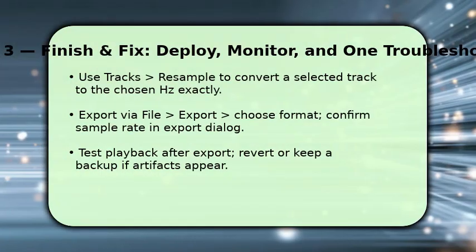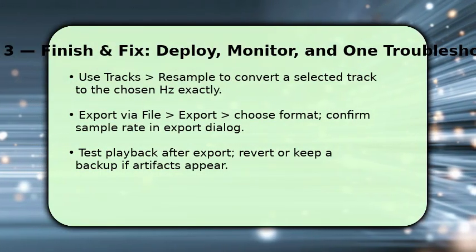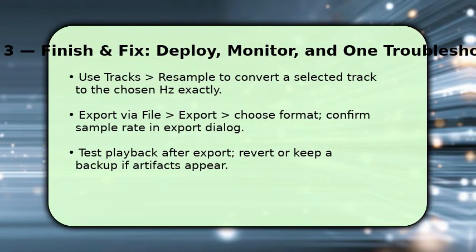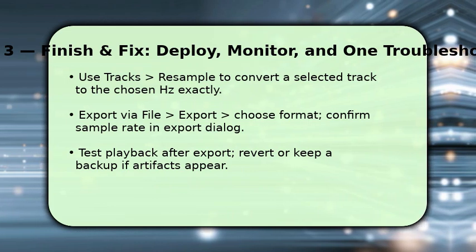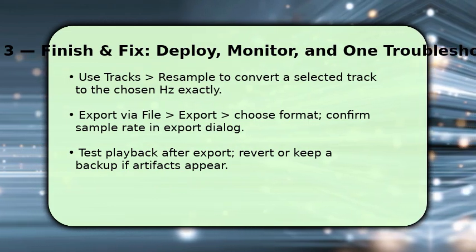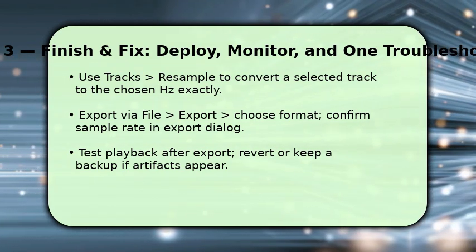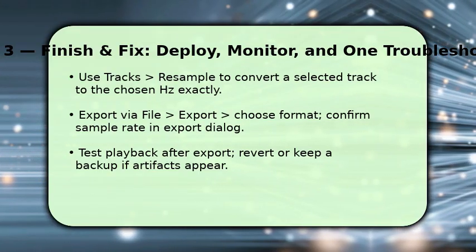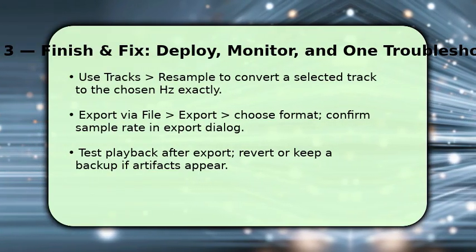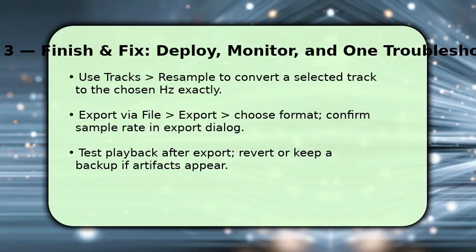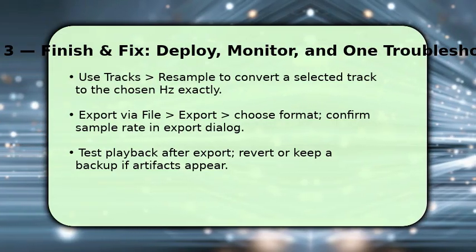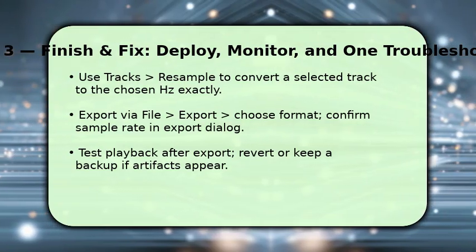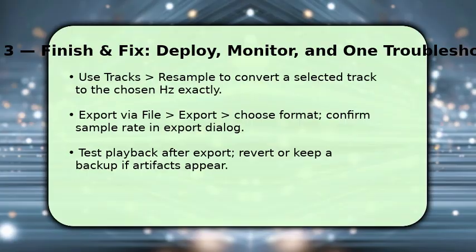Finish by resampling and exporting correctly. Select a track and use Tracks Resample to force that track to the chosen Hz, which gives more control than project-level changes. Then export via File Export and confirm the sample rate in the export dialog so your file writes at the intended Hz. Play the exported file to verify audio quality. If you hear artifacts, make sure you kept the original backup. Resample again with a higher rate or use a different interpolation setting.